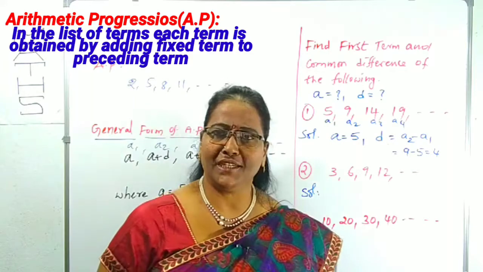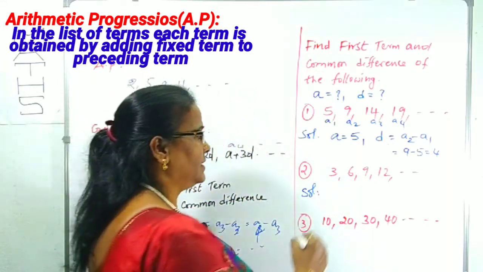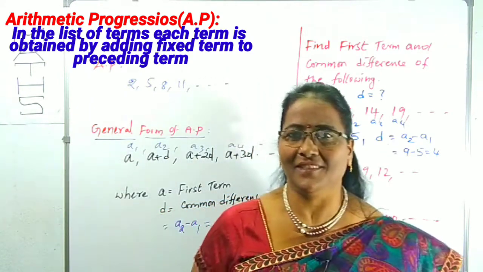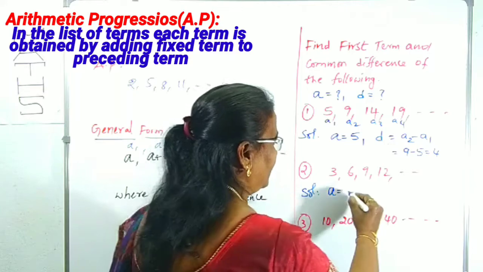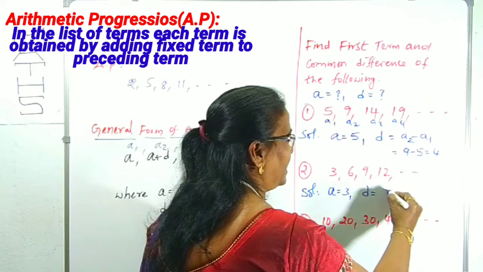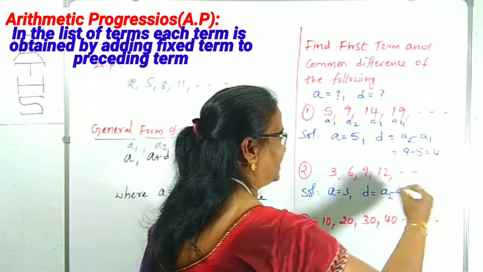Question number 2, what you can get? What is A value? Yes, A is... what is A? Yes, exactly 3. What is the common difference D? D we can get by A2 minus A1.